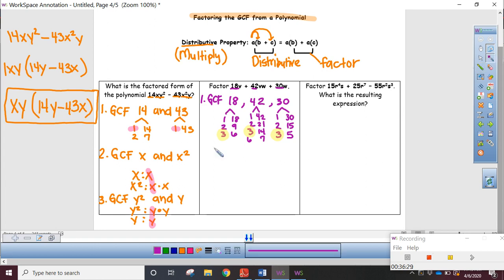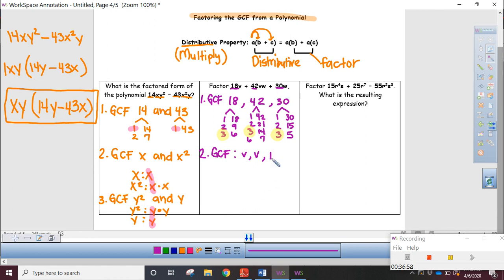Okay, let's now go ahead and move on to the second part. So the second part is finding the greatest common factor of the variable, which is b. So the first term has a b. So let's go ahead and write this in. The first term has a b. Okay, the next term also has a b. And then the last term, well, if you look at it, it does not have a b.